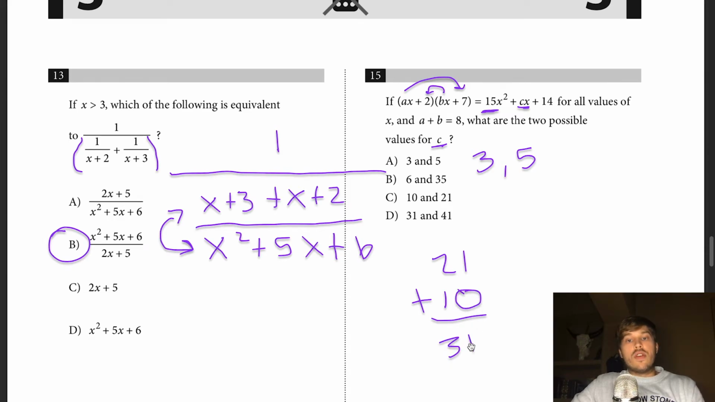And if we do the reverse, what do we have? We have 5 times 7 is 35, plus 3 times 2, which is 6, is 41. So therefore, C could be 31 or 41.